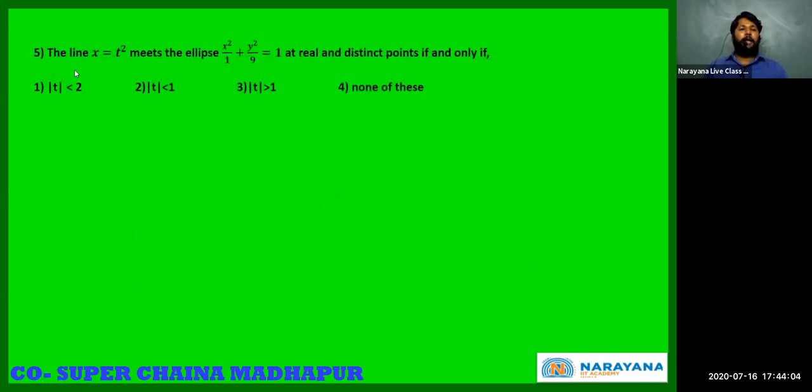Okay. The line x equal to t square meets the ellipse x square by 1 plus y square by 9 equal to 1 at real and distinct points if and only if. So we have this line which is clearly a vertical line, and we want the line to meet this ellipse at real and distinct points. So if and only if, what condition on t? Whenever you have such questions, directly substitute x equal to t in the equation of the ellipse, and then try to figure out what are the conditions on t.